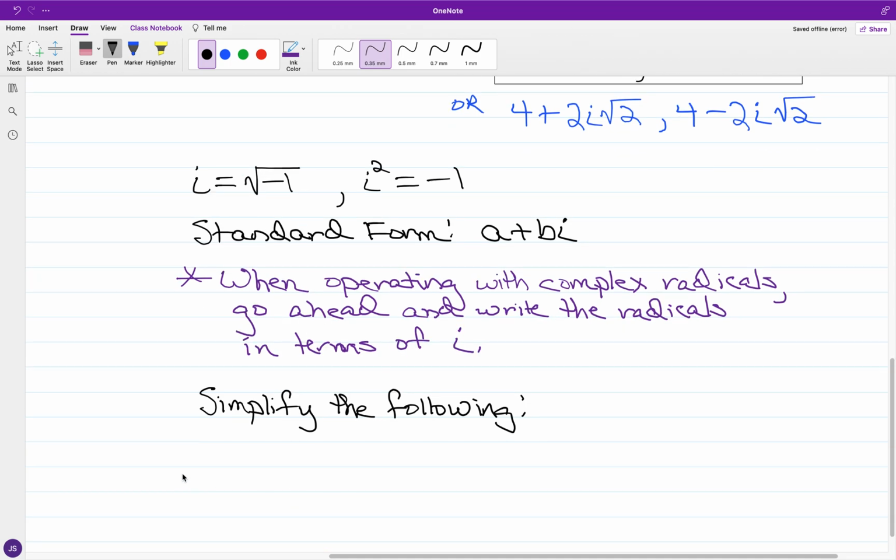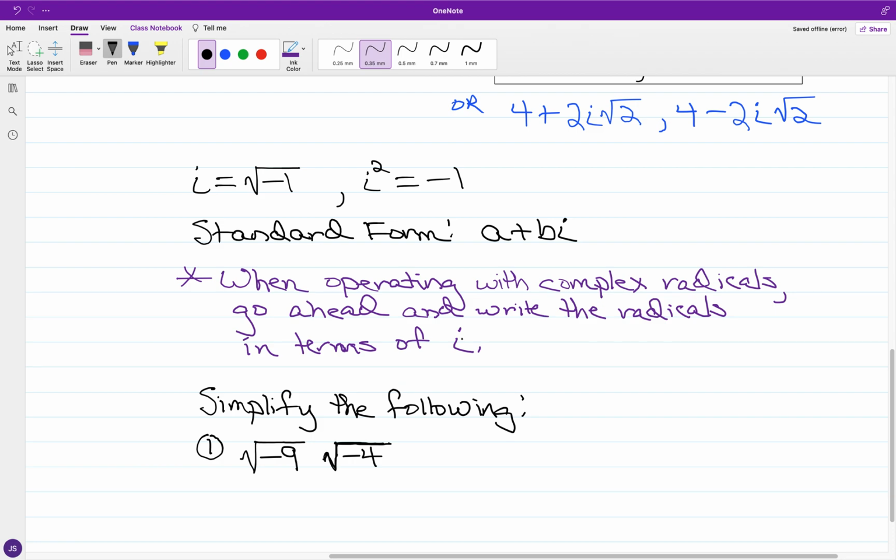And let's say, first instance, operating with complex radicals. Now you might have a couple of complex radicals where you can say we have the square root of 9 times the square root of -4.